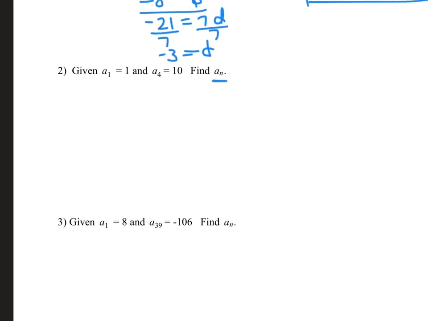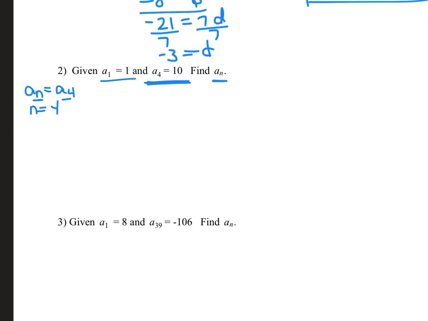Okay, so we're going to use our formula again. We're given two terms. One's the first term, but one's the fourth term. So it's not the next one. It's not a sub 2. So finding the common difference is a little more difficult. So remember, my a sub n is going to be a sub 4, the one that I'm given here. So that means my n is 4.